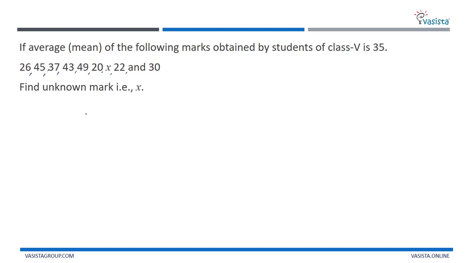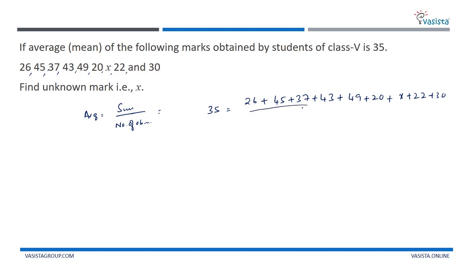We know that average is equal to sum of observations divided by number of observations, correct? Average they have given, that is 35, is equal to the sum we need to find out, that is nothing but 26 plus 45 plus 37 plus 43 plus 49 plus 20 plus x plus 22 plus 30, divided by the total number of students. How many students are there here? So 1, 2, 3, 4, 5, 6, 7, 8, 9.